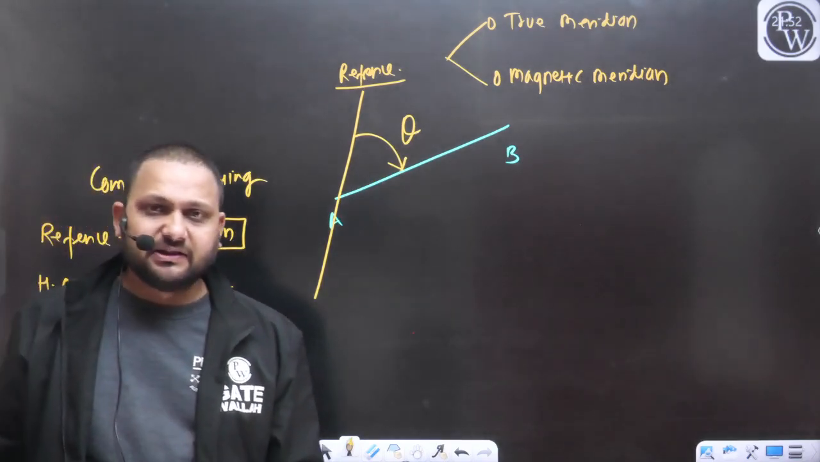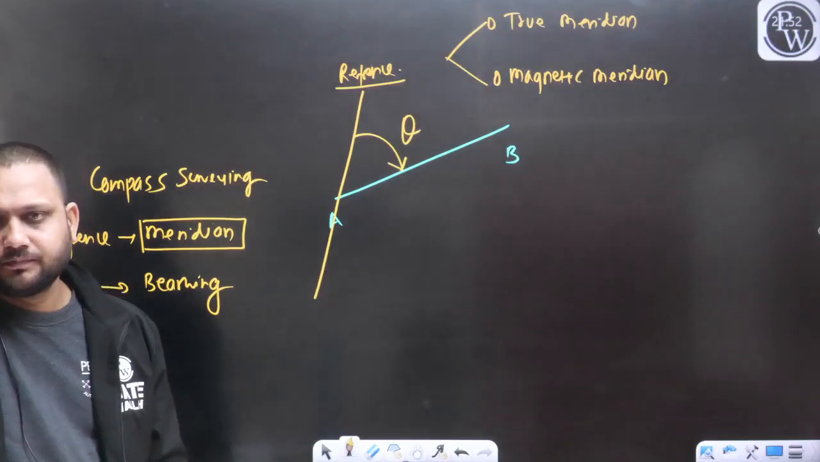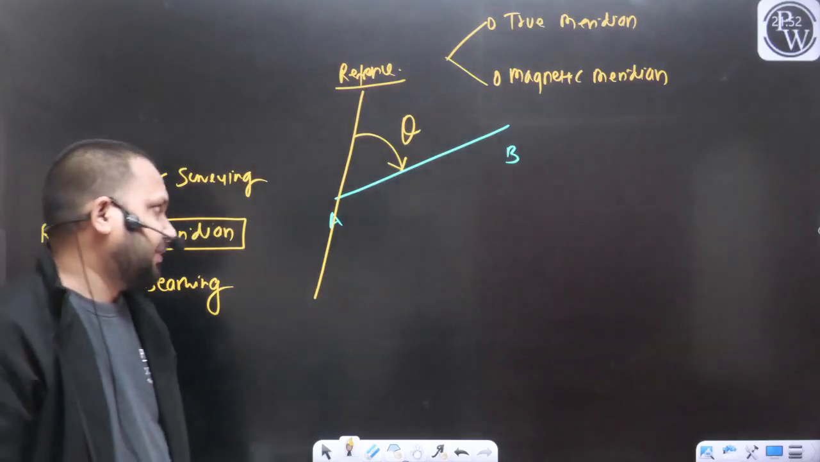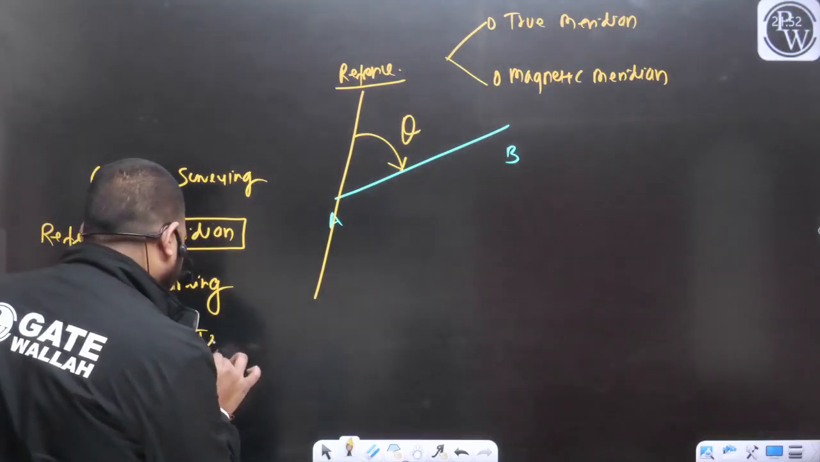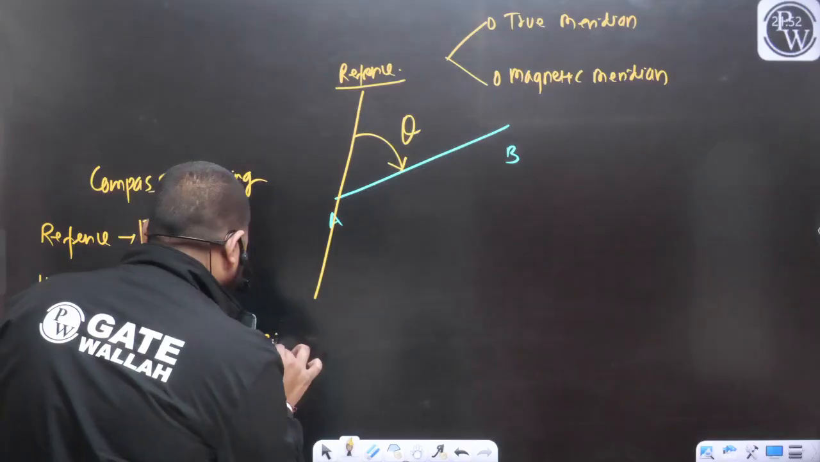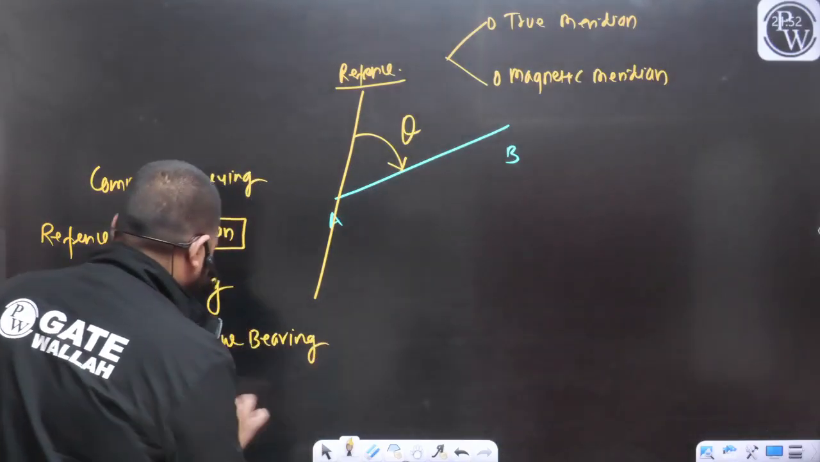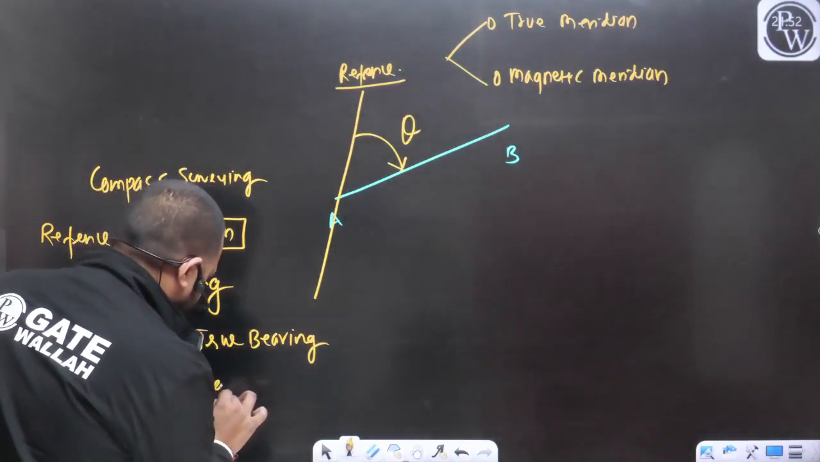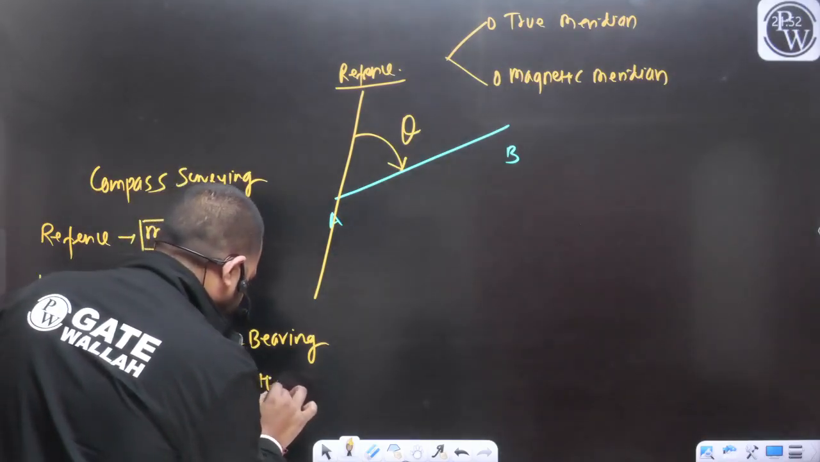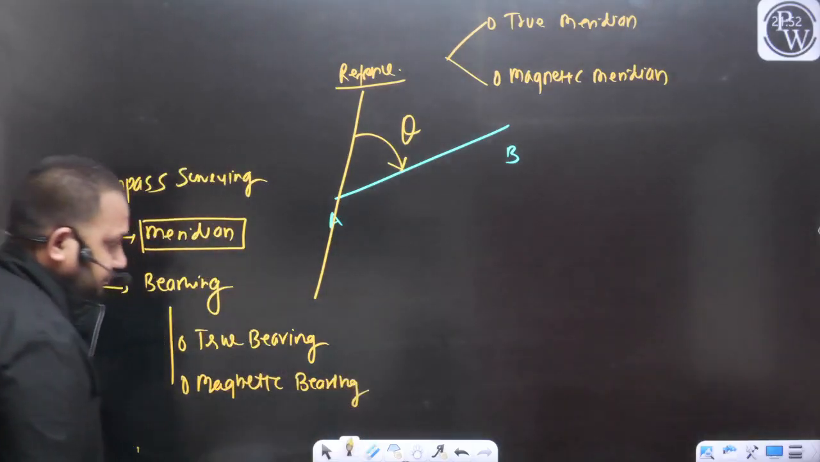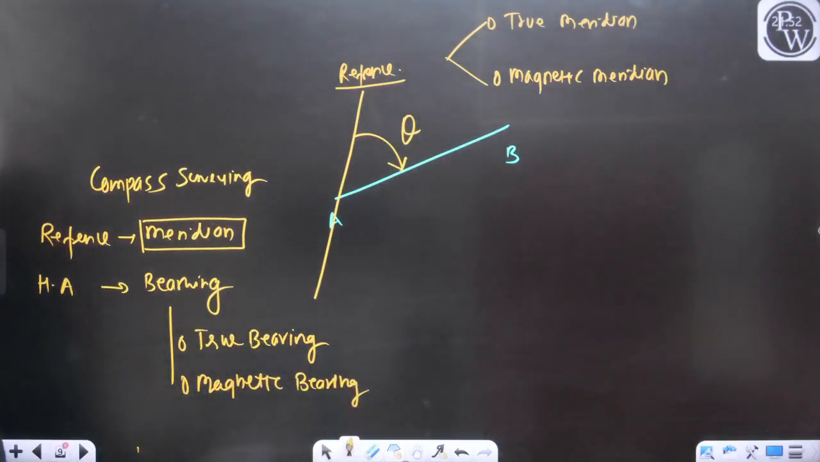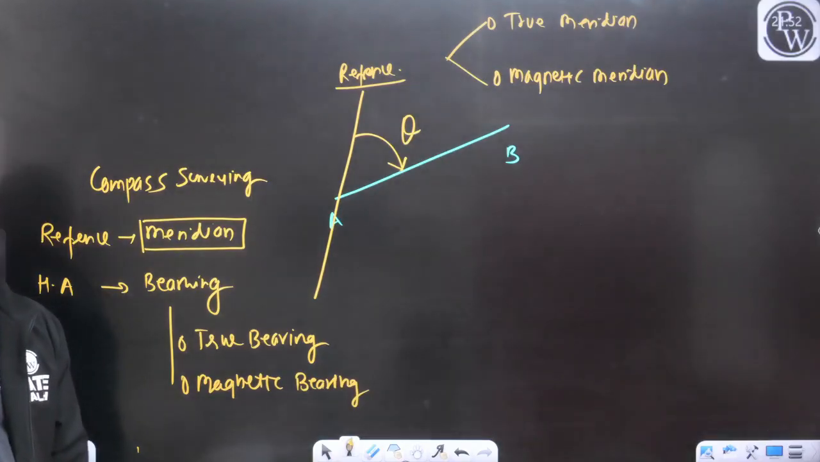Similarly, we can define the two types of bearing also. One is going to be the true bearing and another is going to be the magnetic bearing. True meridian is related to geographical north and south.